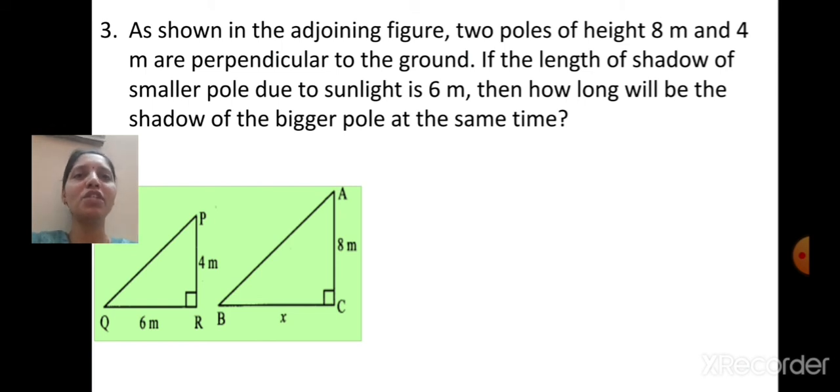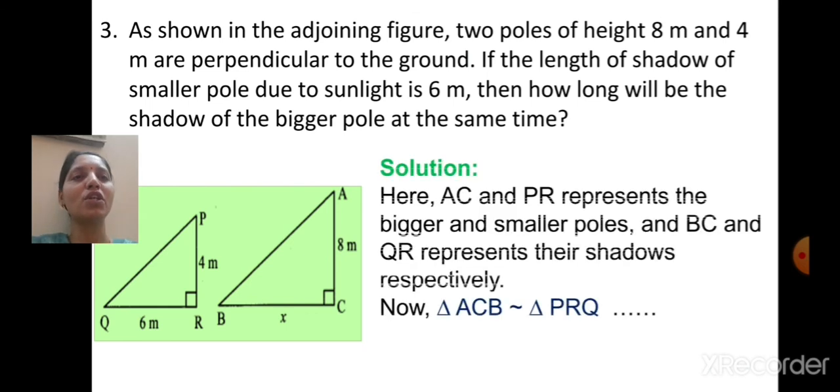If the length of shadow of the smaller pole due to the sunlight is 6 meters, so here this is the smaller pole, 4 meter is the smaller pole. So its shadow of smaller pole is 6 meter. So how long will be the shadow of the bigger pole at the same time? So here length of BC you have to find out. So let's consider BC as X. Okay. So let's solve this question.